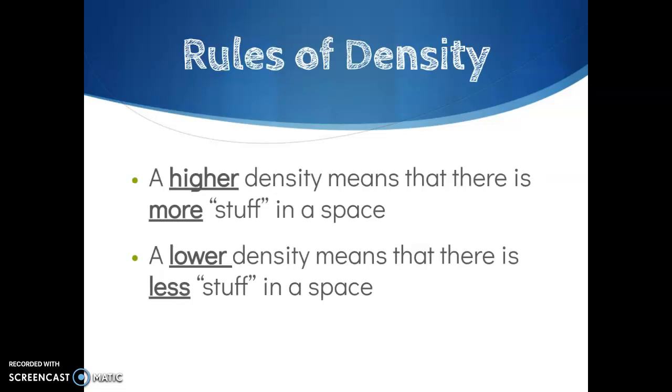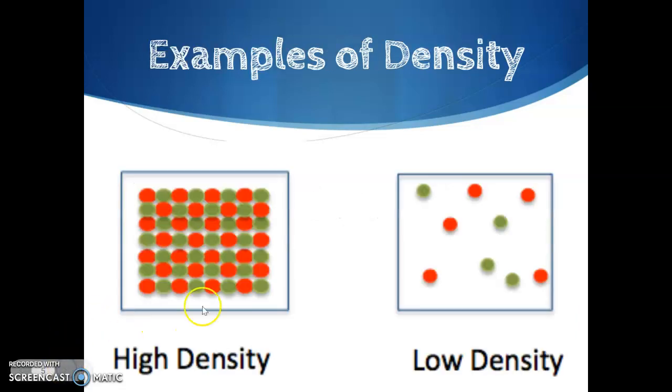So the rules of density: a higher density means that there is more stuff in a space. So there's more particles tucked into a defined volume of space. A lower density means that there's less stuff in the space. So higher density, more stuff; lower density, less stuff.